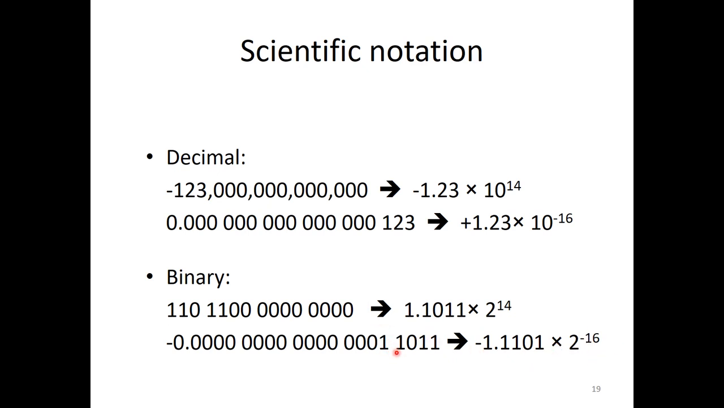But you always write a 1 point something. And remember, binary system has only two digits, either 1 or 0. So these digits will either be 0 or 1. Until they are 0, you don't need to write anything. You will just keep on counting the powers, so that will go into the exponent. But the first digit before the binary point will always be, what do you think it will be? Will it be a 0 or 1? It will always be 1.